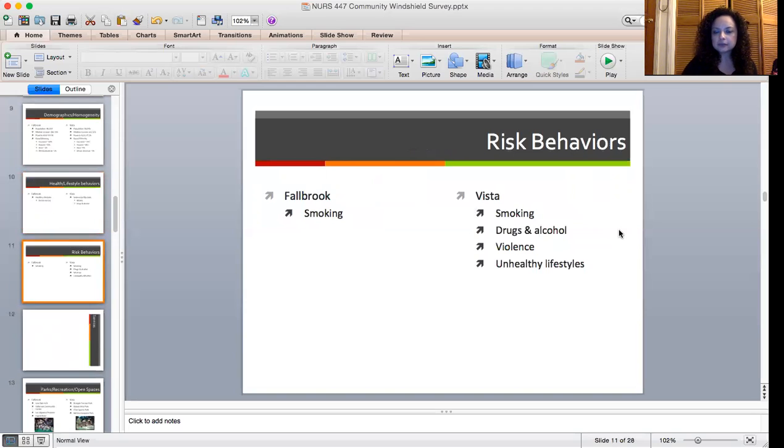Risk behavior. So in Fallbrook, I saw several people smoking in town. There were also people in Vista who were smoking in town. Drugs and alcohol seemed to be a risk behavior, violence, and unhealthy lifestyles.